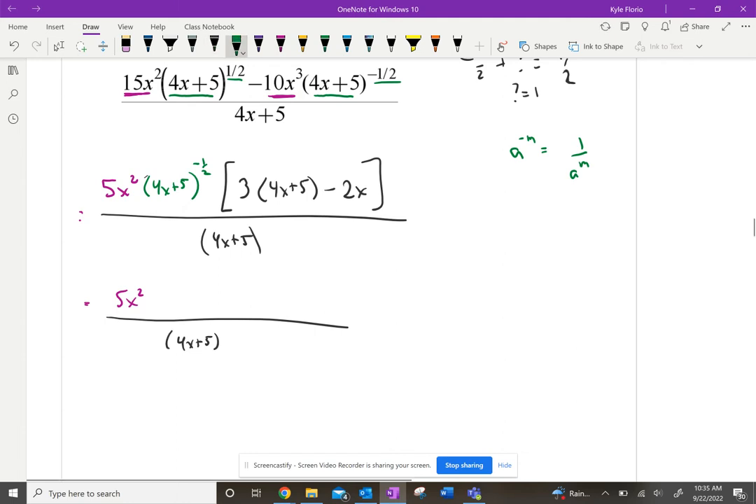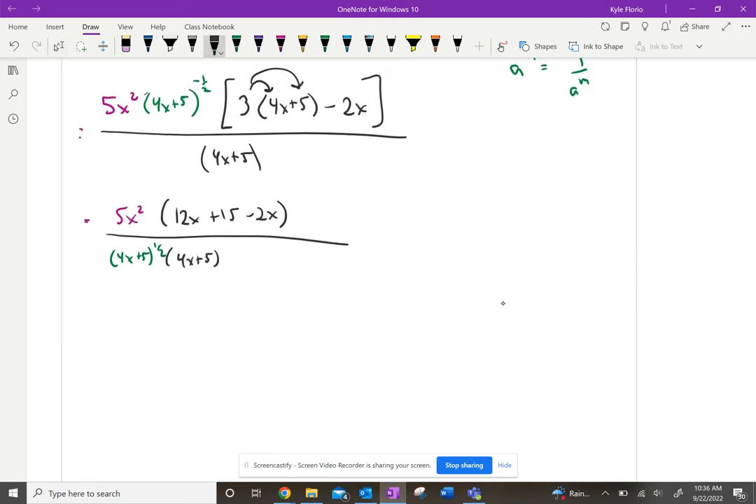But I also have this green, this 4x plus 5. If I bring it to the bottom, that negative 1/2 will become positive 1/2. And then this black stuff here, I can just distribute out. So 3 times 4x is 12x. 3 times 5 is 15 minus 2x.